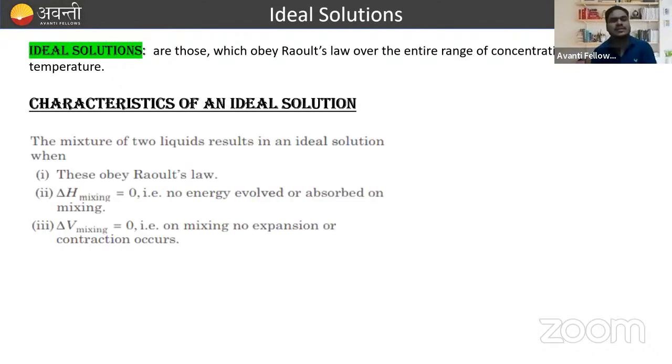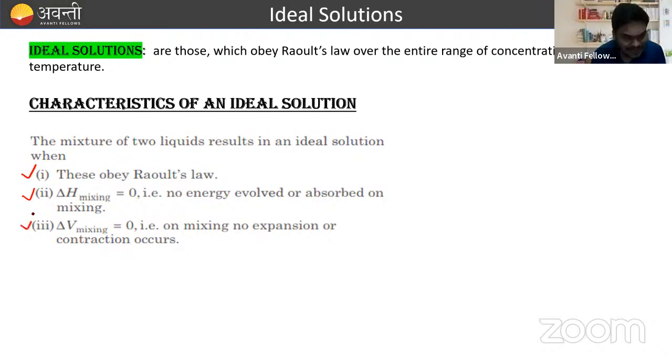So the characteristics of an ideal solution: first, they obey Raoult's law. The second point, delta H of mixing is equal to 0. It means if we mix two liquids together, then no energy is evolved or absorbed on mixing. So delta H of mixing 0 means there is no energy to be evolved or absorbed on mixing these two liquids, right?